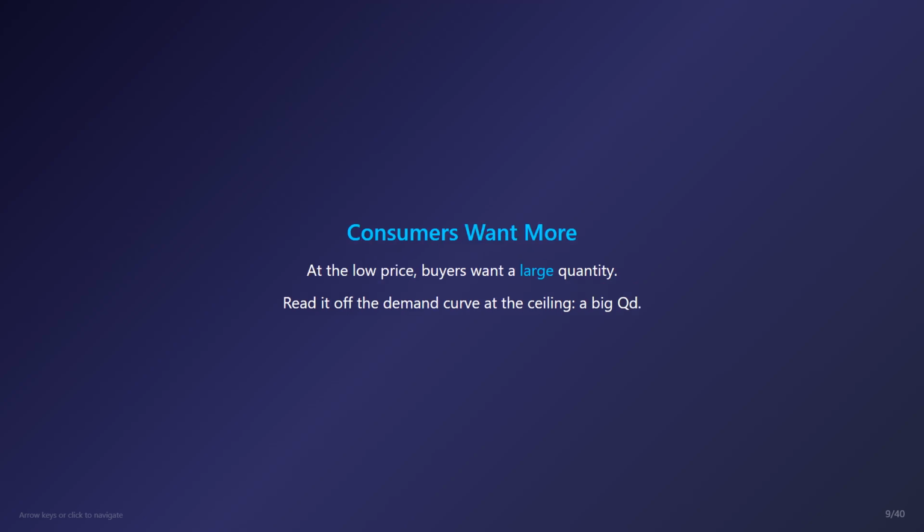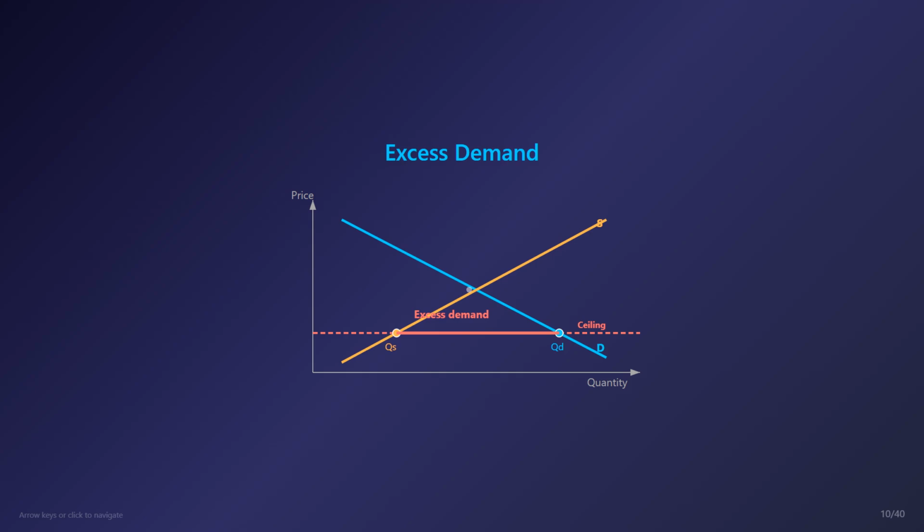But on the buyer's side, the opposite happens. At the low price, consumers want a large quantity. Read that off the demand curve at the ceiling, and you get a big quantity demanded, QD. Cheap bread is popular. Put both on the graph. At the ceiling, the small QS sits to the left, and the large QD sits to the right. The gap between them, with demand far exceeding supply, is excess demand.